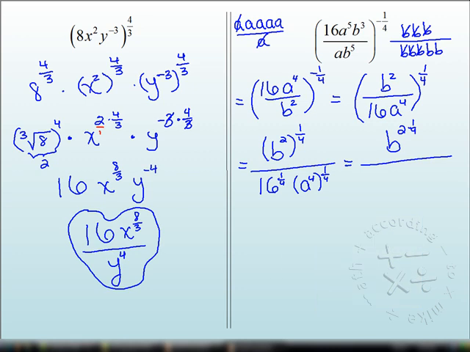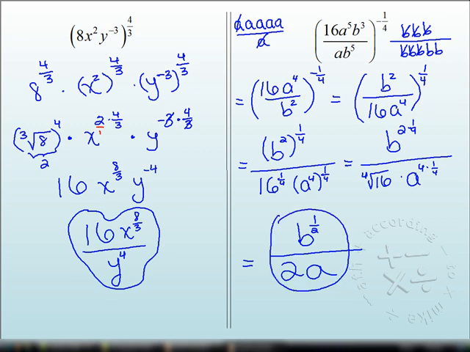16 to the 1/4 is the 4th root of 16. And a to the 4th to the 1/4 is a to the 4 times 1/4. Upstairs we have b to the 2 times 1/4. 2 times 1/4 is 1/2, so we'll have b to the 1/2. The 4th root of 16 is 2. And a to the 4 times 1/4, 4 times 1/4 is 1, so that's just a. So b to the 1/2 over 2a is your final answer.